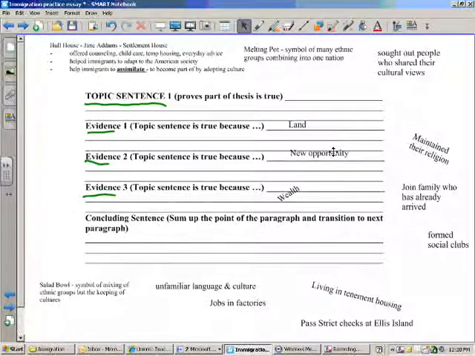They had to pass strict checks at Ellis Island. They had to live in tenement houses. Those sound like things, again, once they got here. Joint family has already arrived. What if they haven't arrived? Are there any more? Why would it say joint family who have already arrived? The problem is just right there.